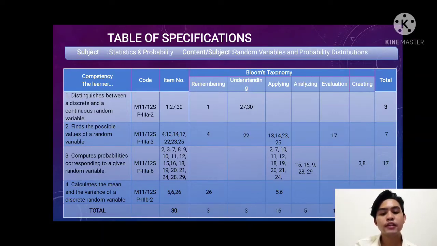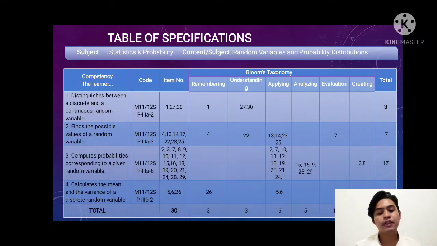The next competency is computes probabilities corresponding to a given random variable. Its code is M11-12SP3A6. Items number 2, 7, 10, 11, 12, 18, 19, 20, 21, 24 are items related to applying. Items number 15, 16, 9, 28, 29 are items related to analyzing. And items number 3 and 8 are items related to creating, with a total of 17 items for this competency.